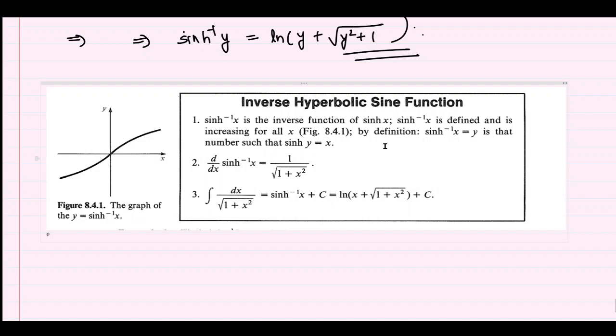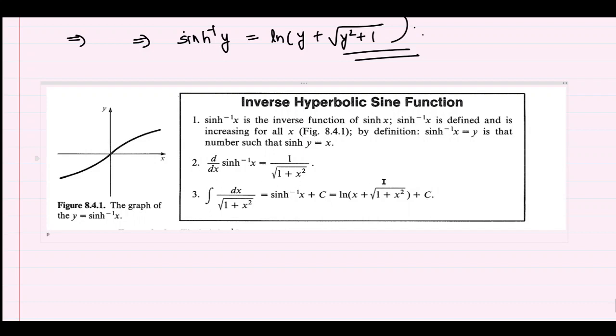It means that if we have y equal to sinh x, then the inverse is x equal to sinh inverse of y. Or if we write x equal to sinh y, then we have y equal to sinh inverse of x. Also, we have studied that d by dx of the inverse hyperbolic function sinh inverse of x is 1 by root of 1 plus x square. So, you have to remember this formula.